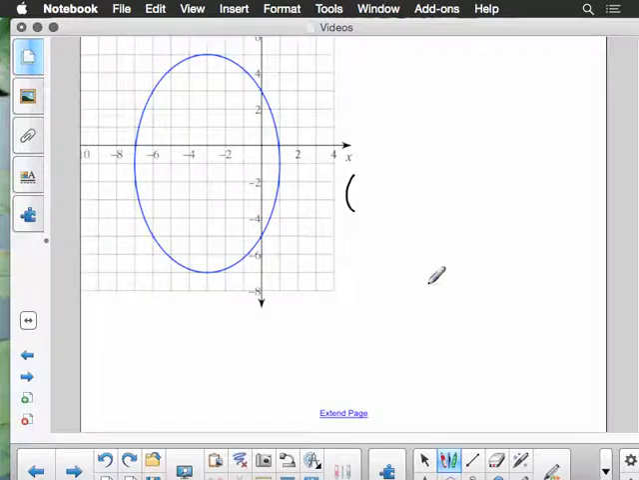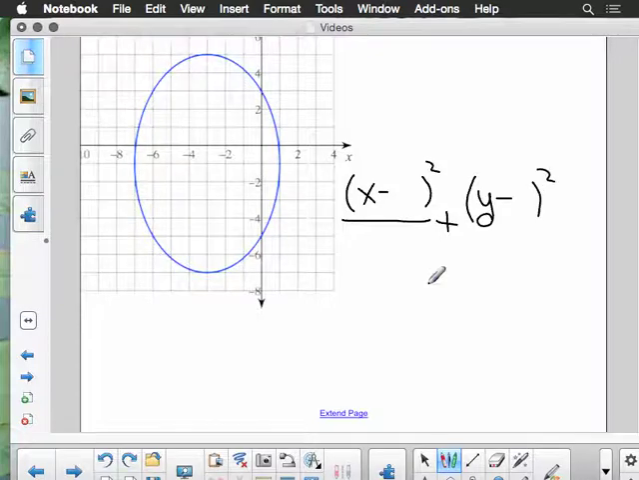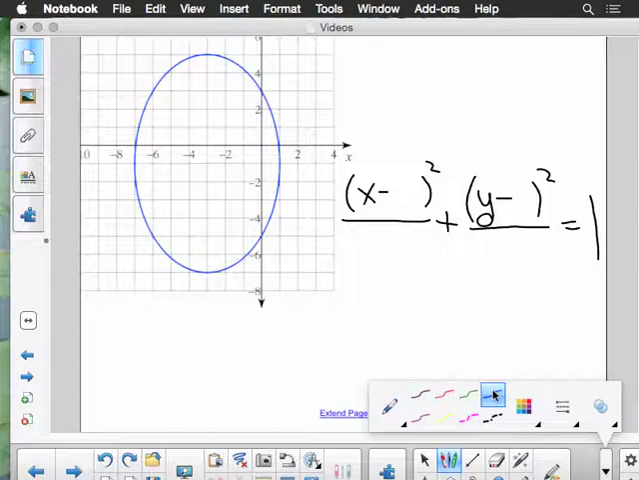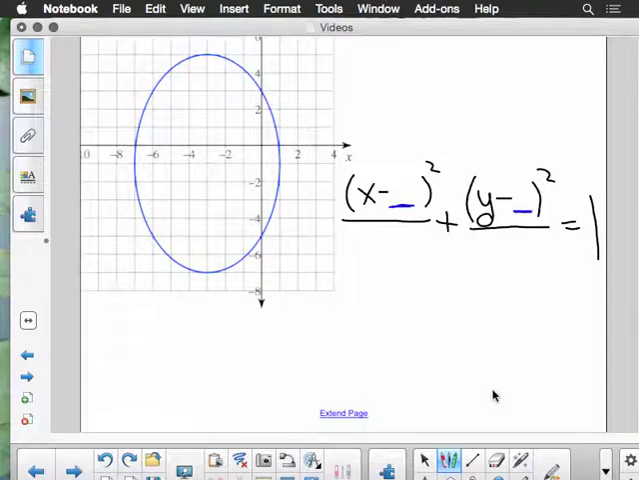For ellipses, we always wrote our x's first. Okay, and then we subtracted something in there, and then we squared that part, and they were over some number. We always had a plus in the middle, and then we had a second fraction where we had our y minus something squared all over another number, and that equals a 1. Okay, now those numbers that we need, this is obviously just like our circles, it is the center of the ellipse, which we will count out. We'll figure that out in a second.